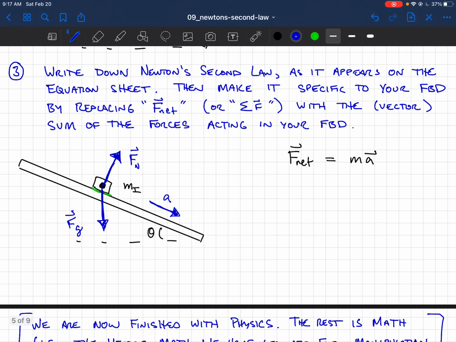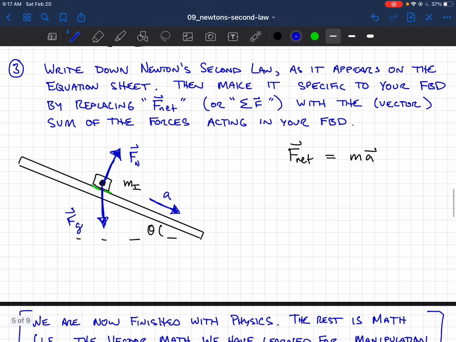So I write down Newton's second law, and then I look at my free body diagram and I make this general law of nature specific to the problem that I have in this object, meaning I replace F net with the sum of the forces. So I have a normal force, and I have a gravity force.